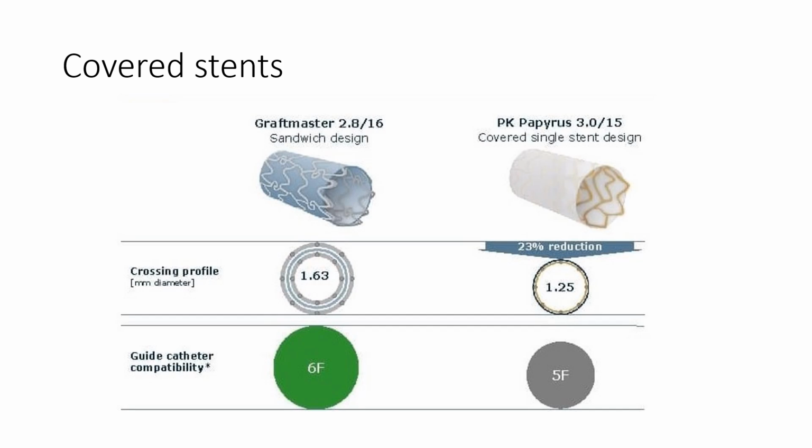Currently, there are two types of covered stents. The first is the well-known GraftMaster stent, which is a PTFE material sandwiched between two layers of stent. It has a higher crossing profile and needs at least a 6 French guiding catheter. The other one is the PK Papyrus stent, which is a polyurethane material covering a single stent. That's why its crossing profile is lower.